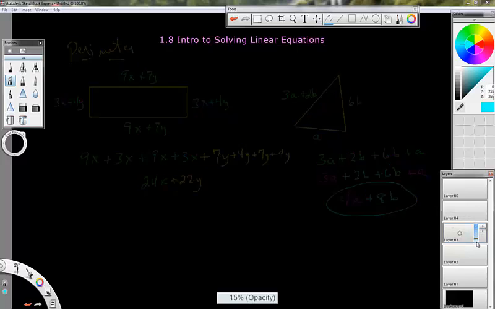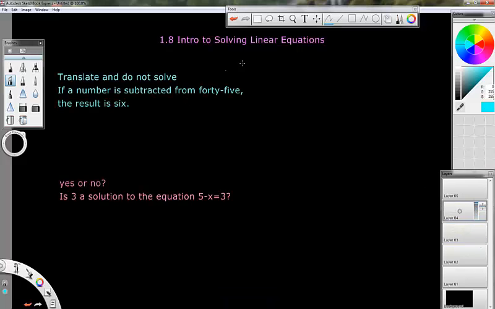All right, but with this you also get these problems. Now we're going to work quick here because I'm running out of time. Translate and do not solve. Don't solve these, okay? Just translate. That's what it says. If a number is subtracted from 45, subtracted off of 45, and the result is 6, then that means something equals 6 here, and it's going to be 45 minus n. 45 minus n equals 6. That would be the translation of it. Okay, we're not going to solve that one yet.